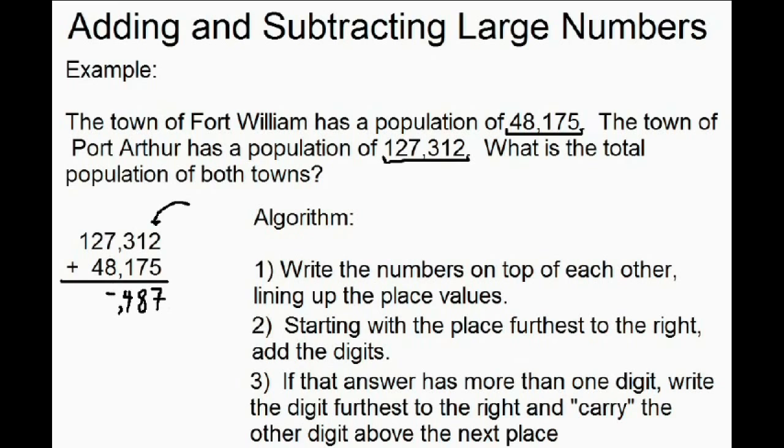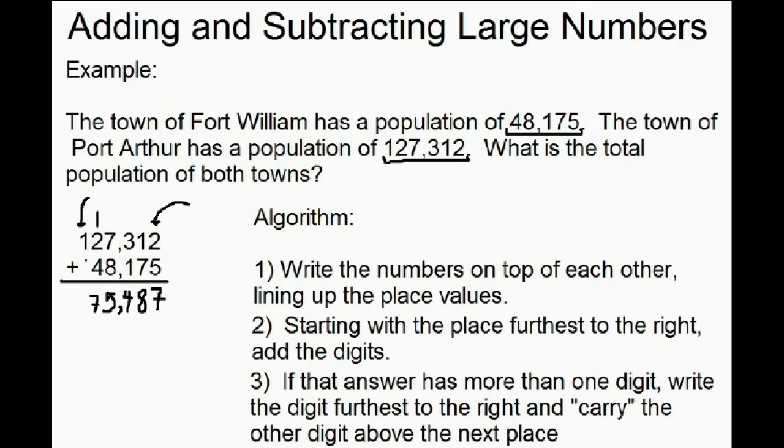Now 7 plus 8 is 15, so we have to write the digit furthest to the right in 15, which is a 5, and carry the 1 in 15 to the next place value, the 10,000ths place value. 1 plus 2 plus 4 is 7. There's nothing to carry, but there is still one place value left here, the 100,000ths.